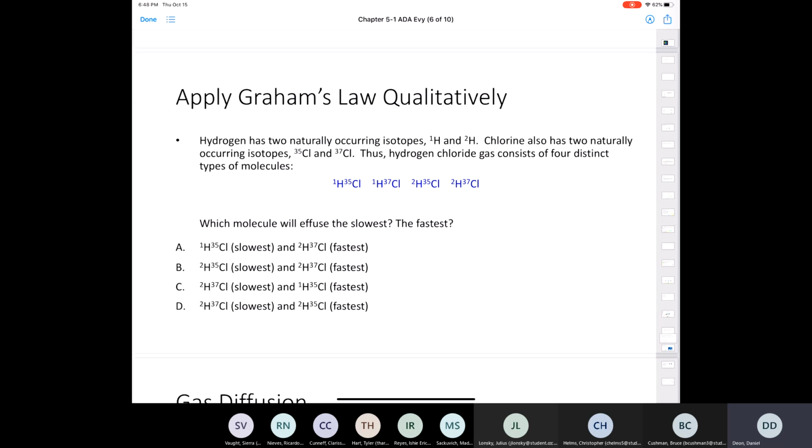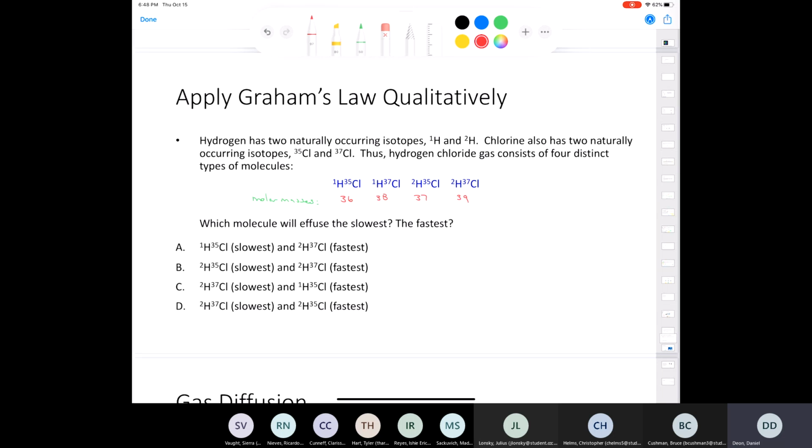Well, if we calculate the molar masses of these gases, for the first one, it's going to be 1 plus 35, so that's 36 grams per mole. For the second one, it's going to be 1 plus 37, which is 38 grams per mole. So the next one is 2 plus 35, which is 37 grams per mole. And the last one is 2 plus 37, which is 39 grams per mole.